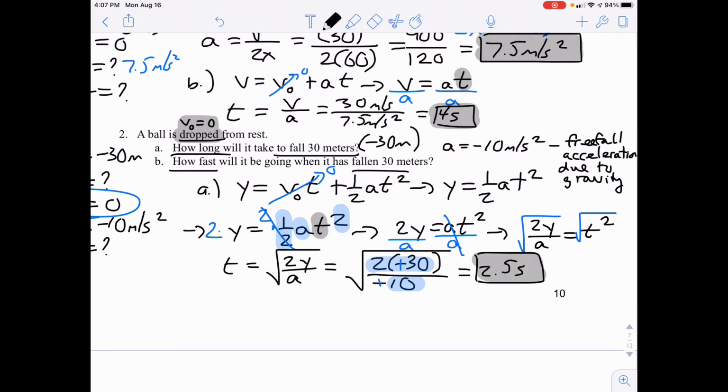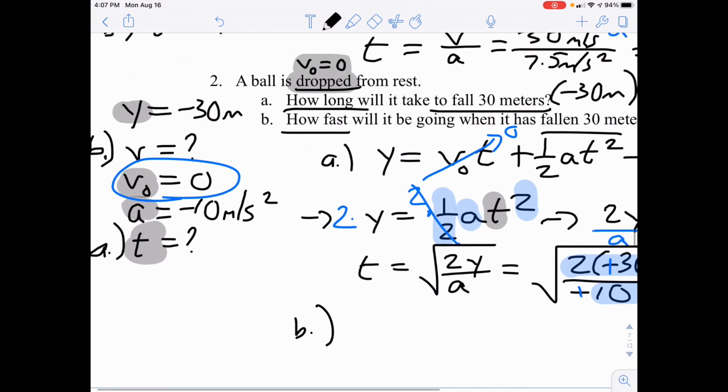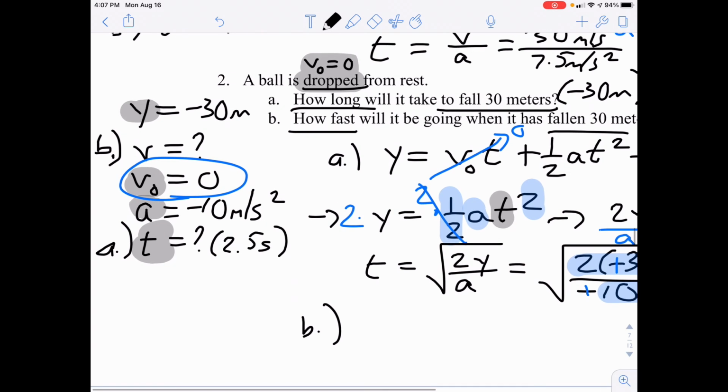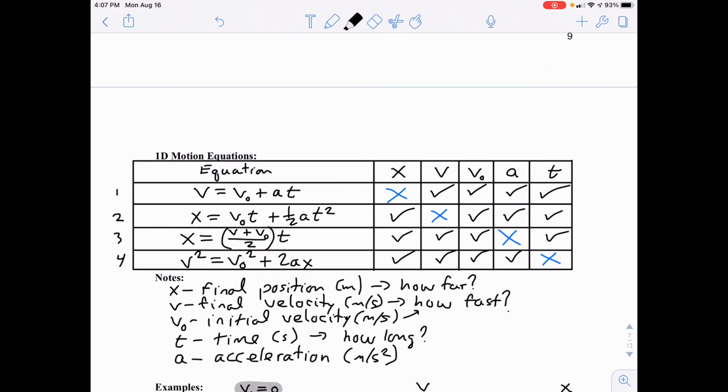Okay, now part B is asking how fast it's going to be going. We already know the time it's going to take. The time is now 2.5 seconds. So if I know this, and I know this, and I know this, and I'm looking for the speed, or the velocity, how fast it's going to be going after 2.5 seconds, now I can come back to equation number 1. I'm looking for how fast it's going. The initial speed is 0 because it's dropped. The acceleration is negative 10, and the time we just found to be 2.5 seconds.